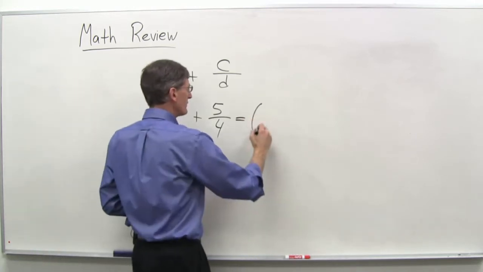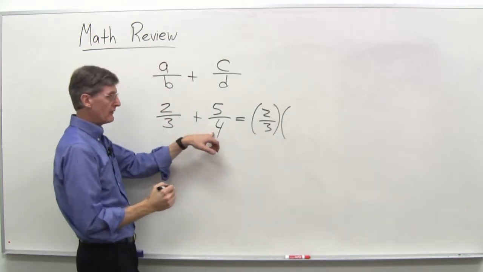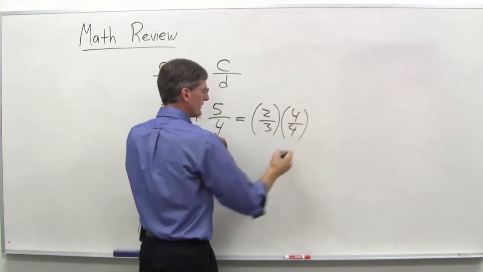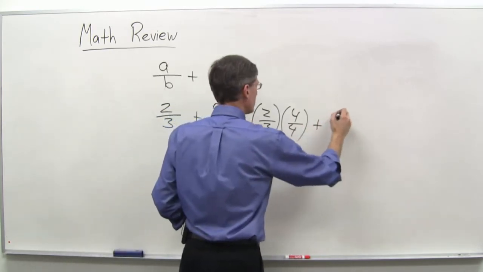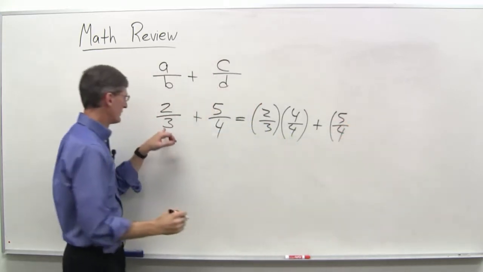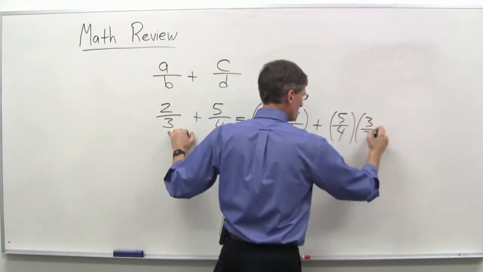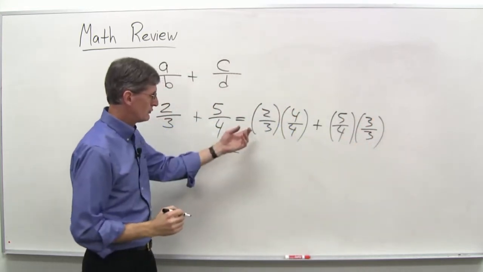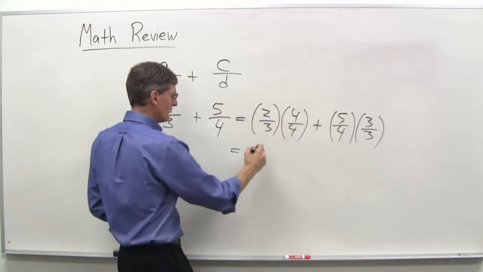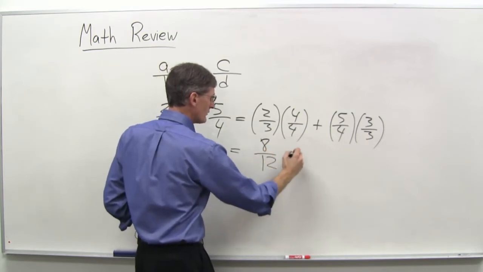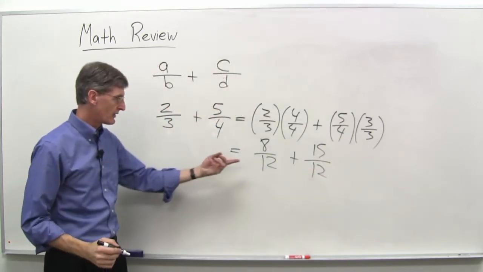Remember, so we have 2/3 times, look at the other denominator, the 4. So 4/4, that's just 1. I haven't changed the 2/3. 2/3 times 1 is 2/3. Plus 5/4 times 3/3, this denominator. And do the multiplication. Remember how we multiply fractions? Just multiply the top, the numerator, and multiply the denominator. So this becomes 8/12 plus 5 times 3 is 15/12. And you can see our little trick gave us the common denominator.